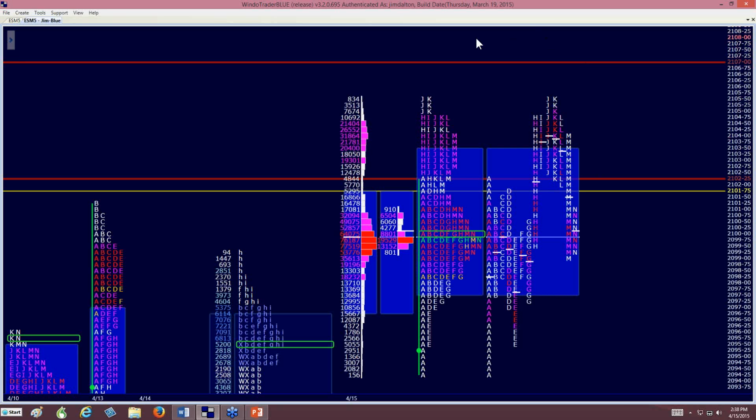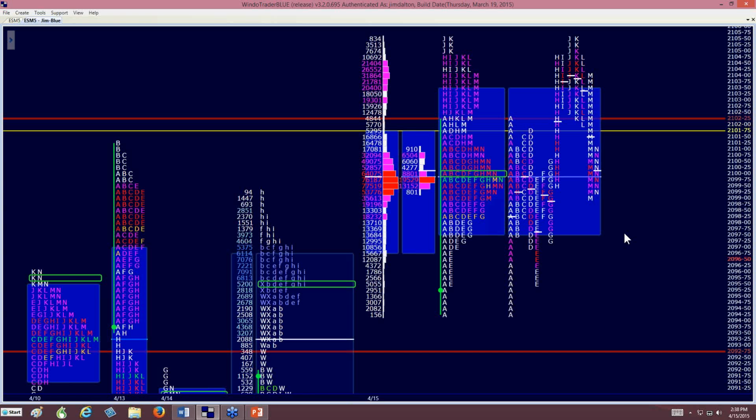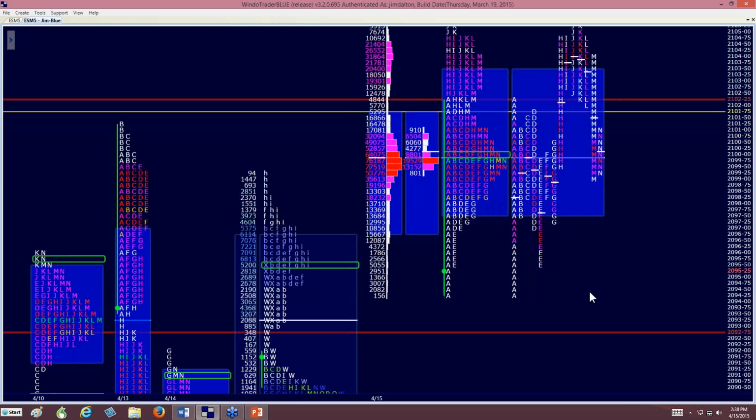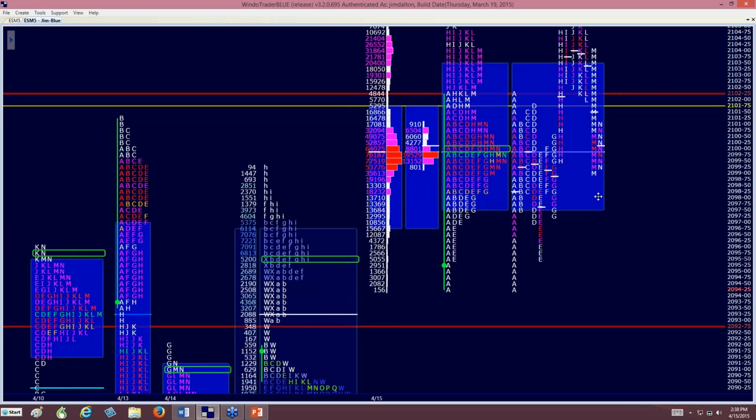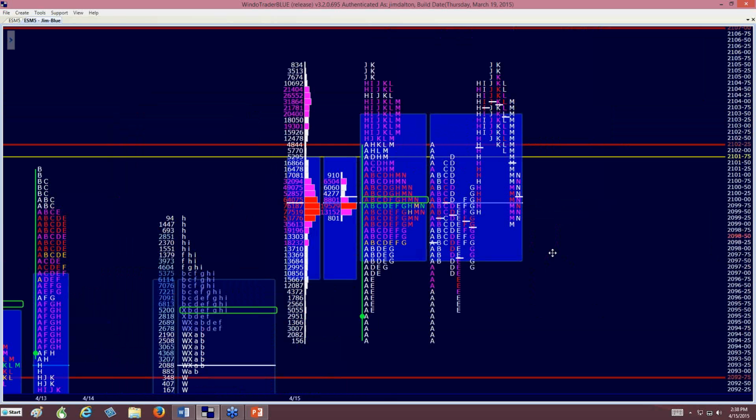Clearly a potential. But the more likely scenario is to look up above there, fail and trade back down, because I've got the very prominent point of control from today and a very prominent point of control from yesterday. That's important information. In other words, this market's trading higher, but it's really struggling to go higher.